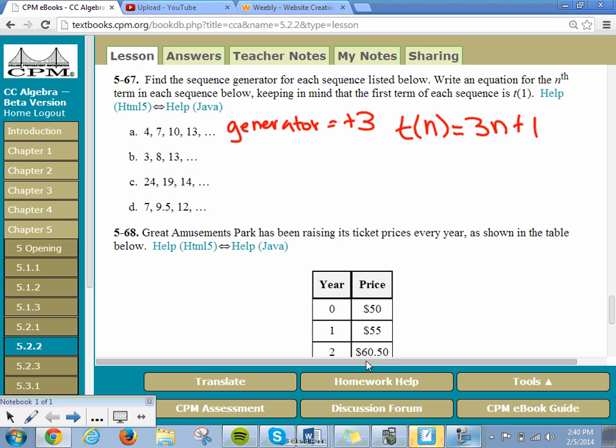And we can go back and double check our work. I'll pick a random one. So here, this is my third term. 10 is my third term. So when I plug in 3, t of 3 should be equal to 10. So we'll do 3 times 3 plus 1, which will give us 9 plus 1, which is equal to 10. So that'll check out for us.